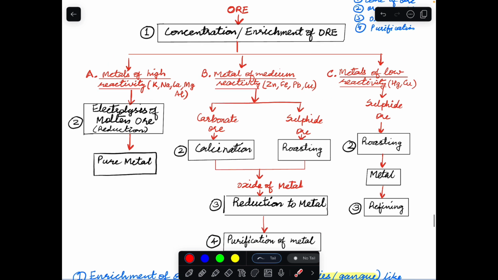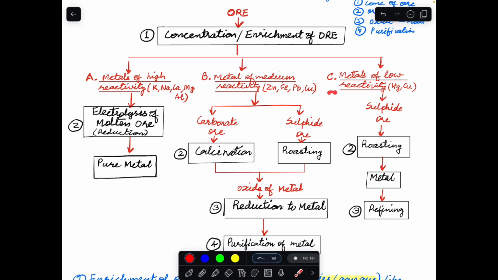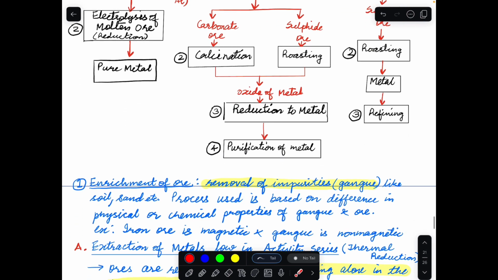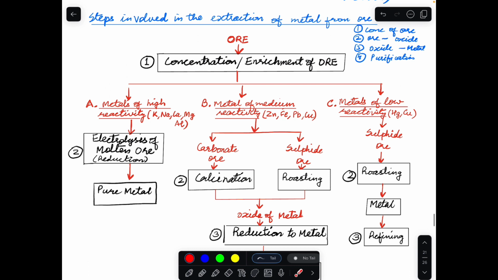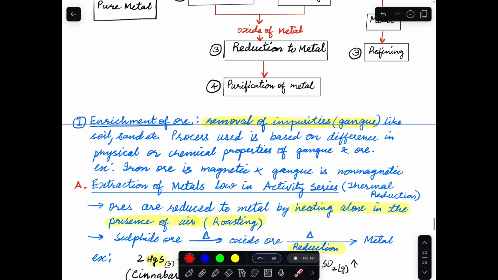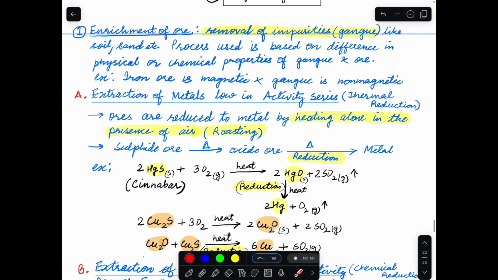Now those metals which are of very low reactivity, we will do the second step, that is conversion to oxide, that is the roasting process. Then we will be getting metal, and lastly we will do the refining process or the purification process. Okay, so this is all about the brief idea of how we will do the extraction process. Now we will discuss these steps one by one in detail.